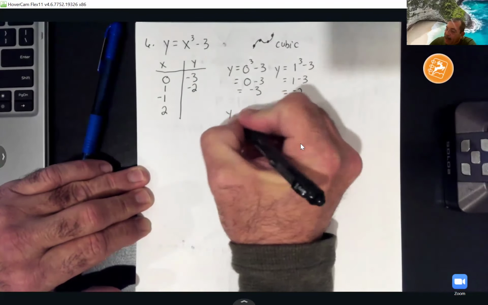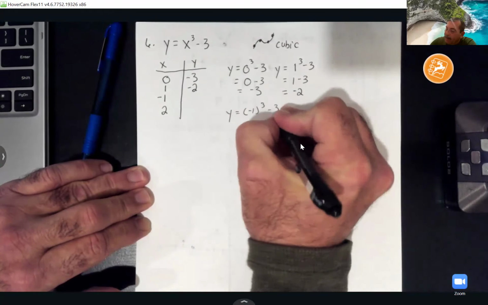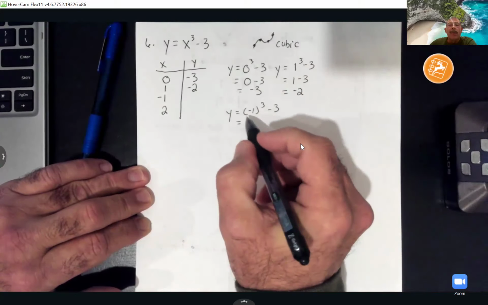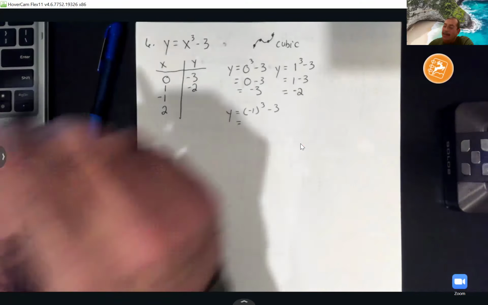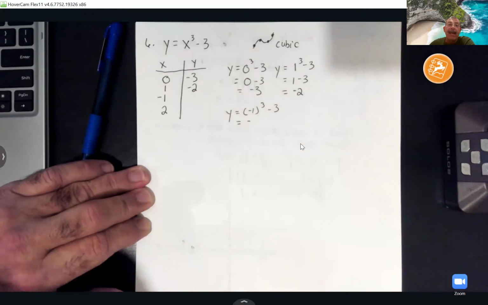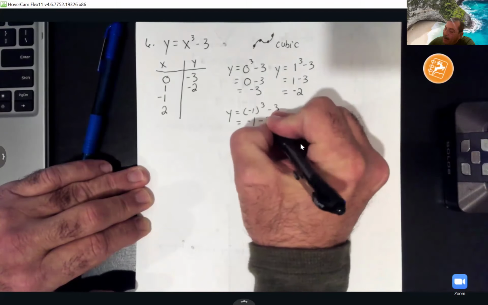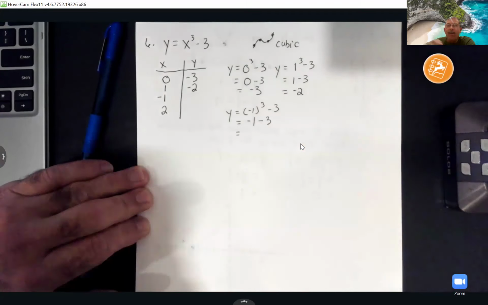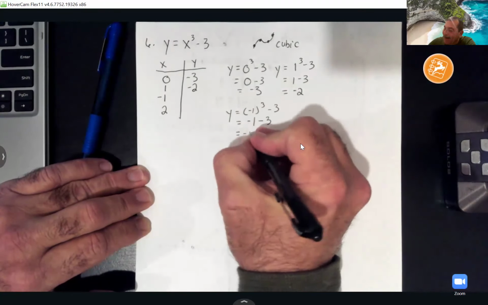So let's put in a -1. Now when you have a negative number being cubed, negative times negative times negative will keep that a negative. So that'll give me -1 minus 3. What's that? -4.